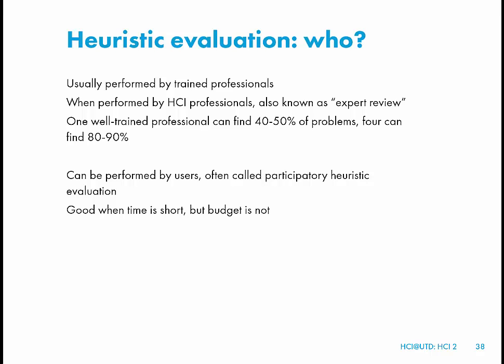If you're going to do a classic heuristic evaluation, they're usually performed by trained professionals. When they're performed by HCI professionals, they can also be called expert reviews. One well-trained professional can find 40 to 50 percent of problems. Four can find 80 to 90 percent. That's kind of the number that they throw out there.